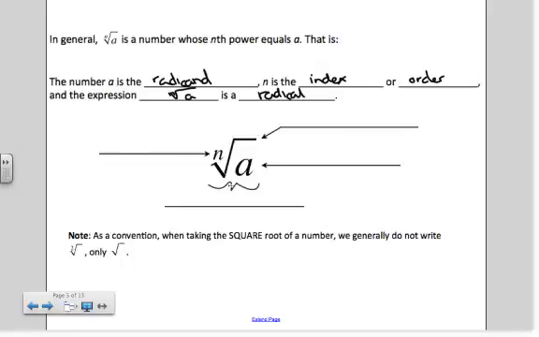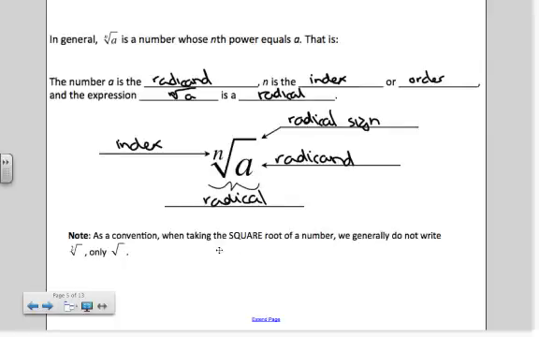Okay, so let's just label this. This is the index. This right here is called the radical sign. And this stuff inside is called the radicand. And the whole thing is called a radical.